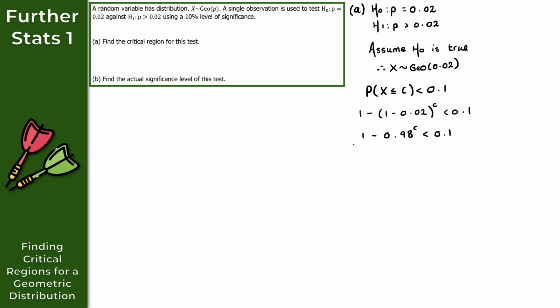Now, we're looking to solve for c. So the first thing I'm going to do is add 0.98 to the power of c to both sides.